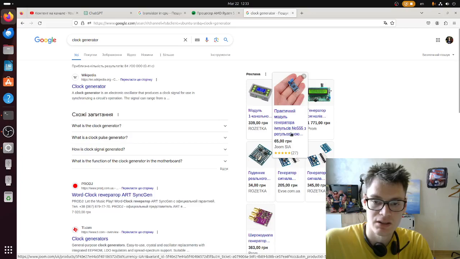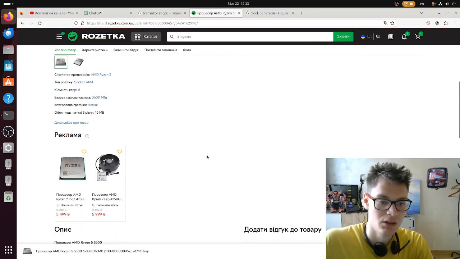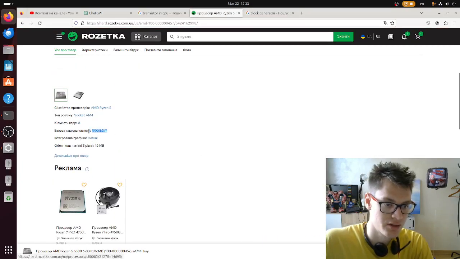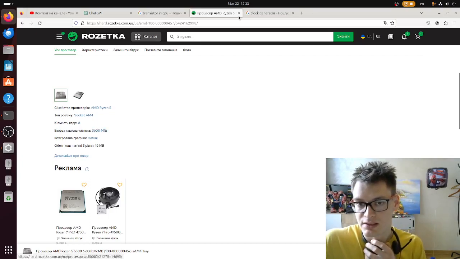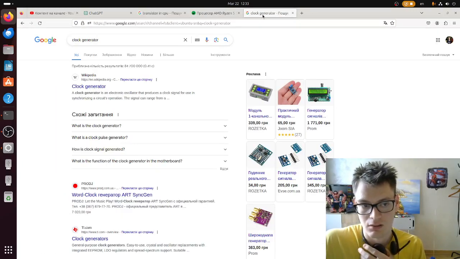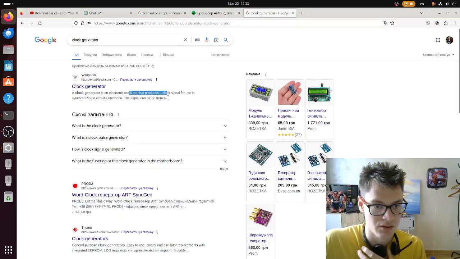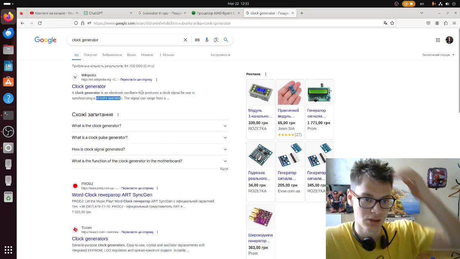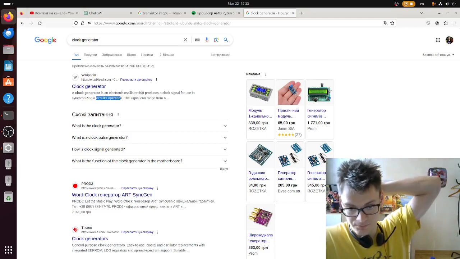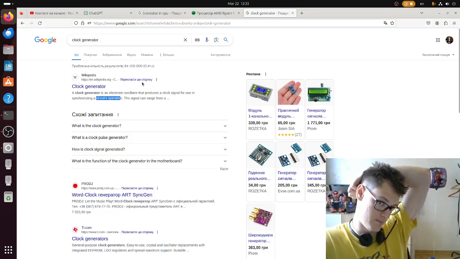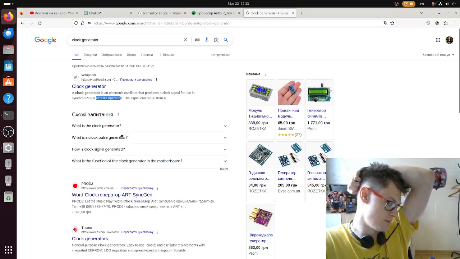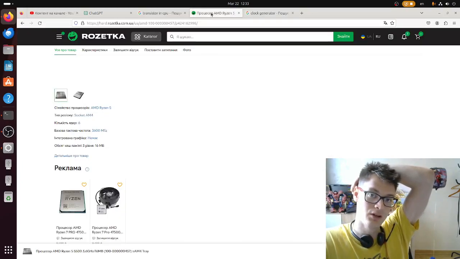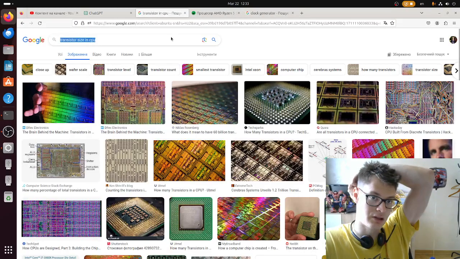Oh, I think I see it. You know this characteristic, right? Hertz, you know, the number of hertz. So I think this is the clock generator basically. It is an electronic circuit that produces a clock signal for use in synchronizing a circuit's operation. Yes, so it basically says to change a command. I don't know, something like that. Interesting. Okay, but how it works, I don't understand.